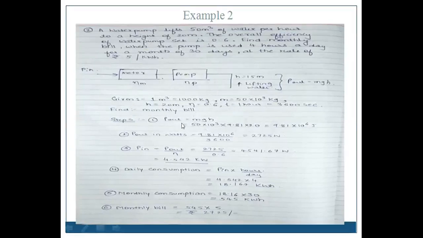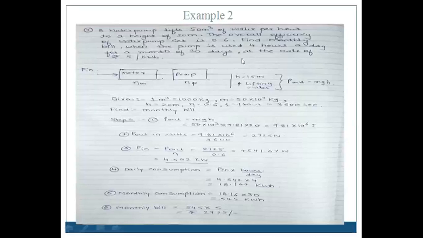So very first step, P out is equal to mgh. We put the value of m, 50 into 10 raised to 3, g as 9.81 and h as 20. I get this value, and this is in joules. I want P out in watts, so I divide it by time, as they have given me the time for which we are raising it.